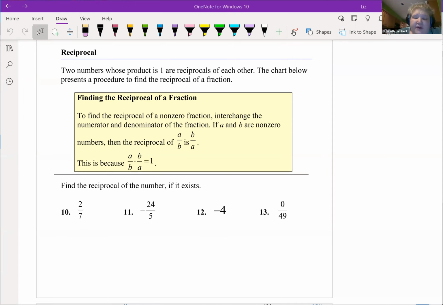So the reciprocal of A over B is B over A, with, of course, the ever important caveat that A and B are non-zero, because if one of them was 0, one of those two is not a real fraction. So literally all we do is flip it over.